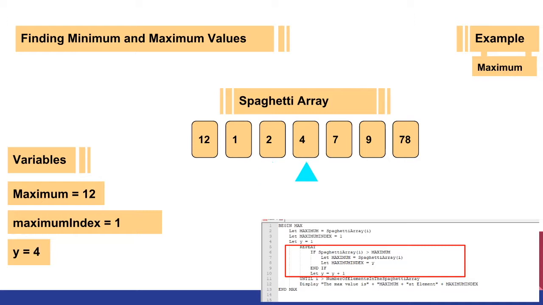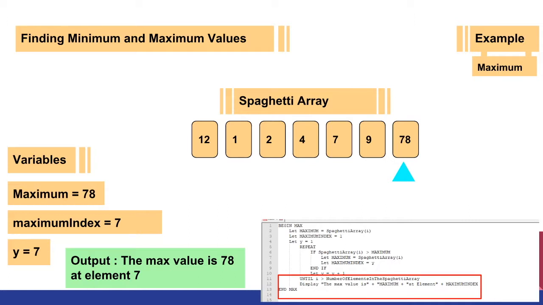This repeats for most of the array until you reach 78. Due to 78 being larger than 12, maximum will change to 78, and maximum index will change to the corresponding element, which is 7. This leads to the last part where it displays the results, where in this example, the output is the max value is 78 at element 7.